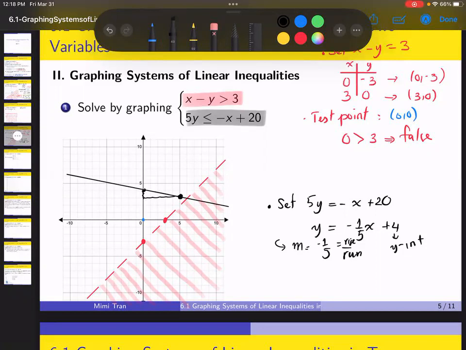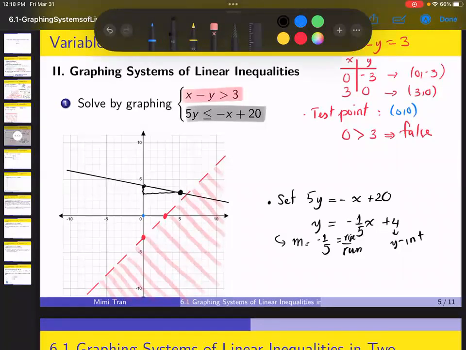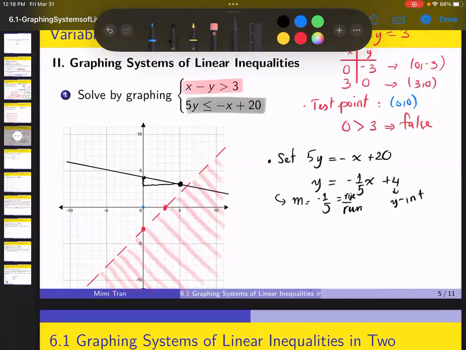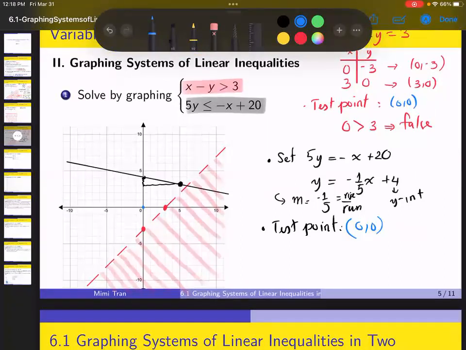Everybody okay up to this point? This section is supposed to be very easy. All right, we're done with the red one. Let's go to the second one. Now pick a test point. 0, 0 again. No, it doesn't have to be 0, 0. By the way, the test points of the two inequalities don't have to be the same. As long as you pick it on the other side of the line, you'll be fine.